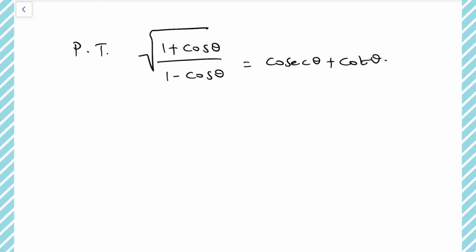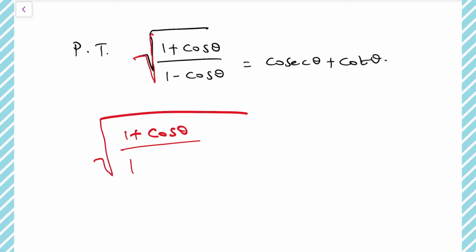Next question. Prove that under root 1 plus cos theta divided by 1 minus cos theta is equal to cosec theta plus cot theta. Whenever you have a square root symbol like this, the same process you need to continue, that is rationalizing the denominator. Under root 1 plus cos theta divided by 1 minus cos theta, into, here the denominator is 1 minus cos theta, right? So you multiply with 1 plus cos theta, just changing the sign. In the denominator, if 1 plus cos theta is there, you need to go with 1 minus cos theta.